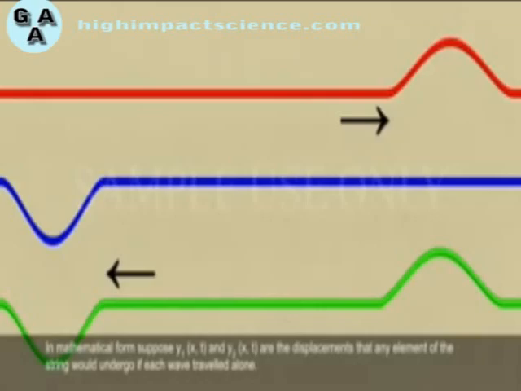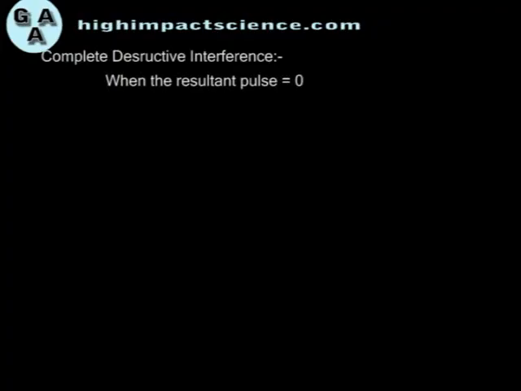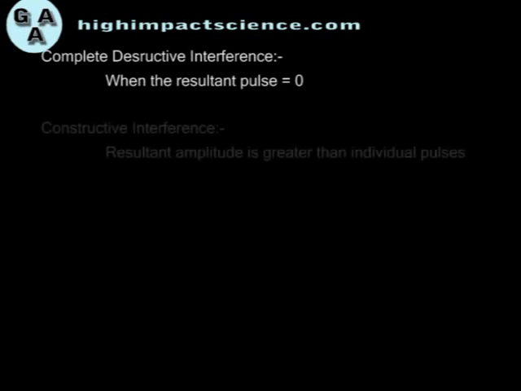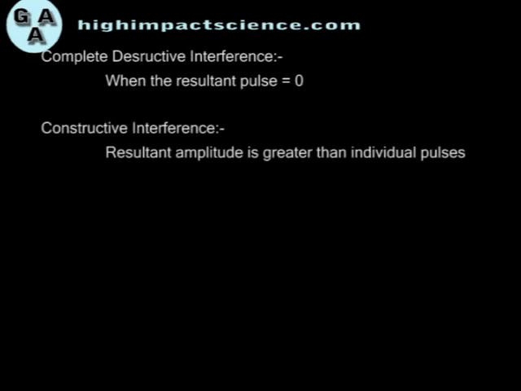If the resulting pulses have zero amplitude, then the pulses are said to have undergone complete destructive interference. Constructive interference occurs when the resulting amplitude is bigger than that of individual pulses.